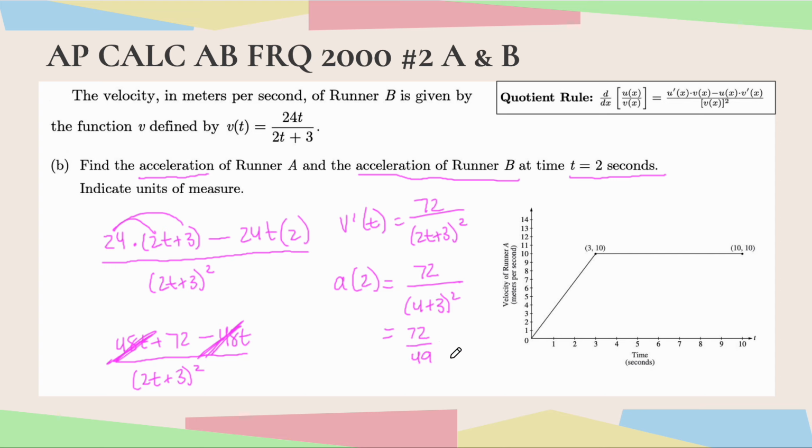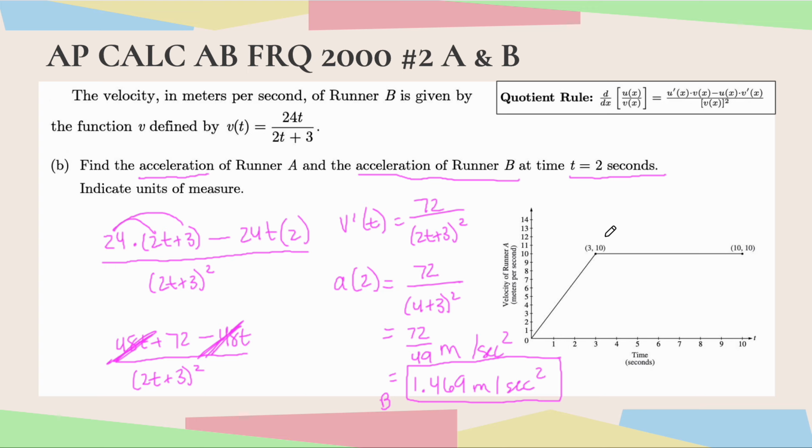Now let's talk about the units. Well, we basically have meters per second, right? Our velocity is in meters per second, and then our time is in seconds. So this is going to be in meters per second squared. Again, we can also get this into decimal form. Doing this on the side quickly on my calculator, I got 1.469 meters per second squared. Okay, great. And this is for runner B. I'll just put that right there.